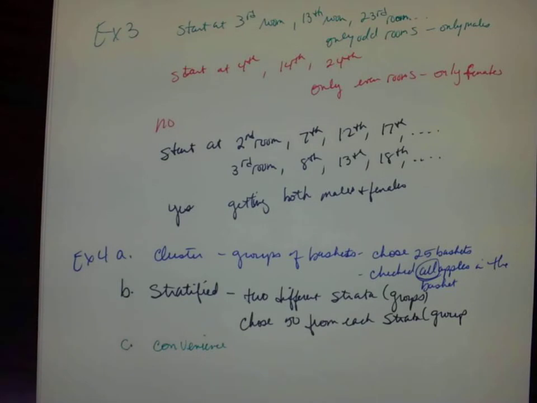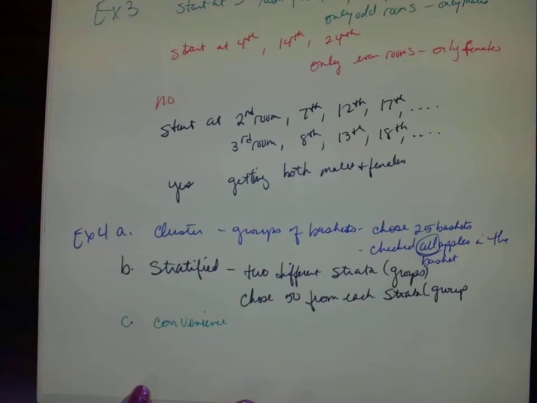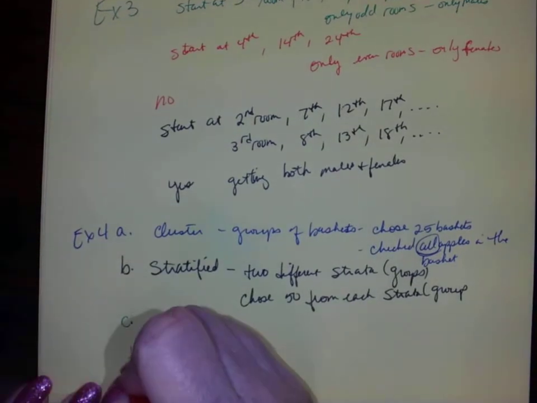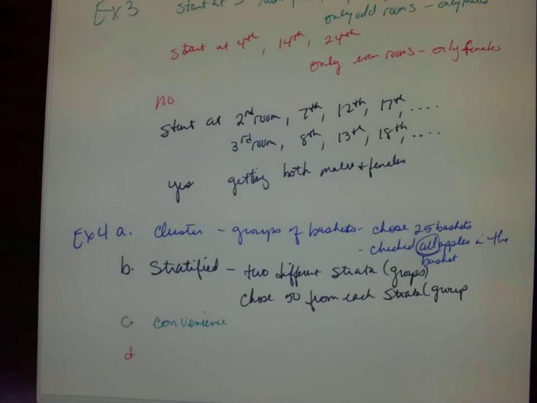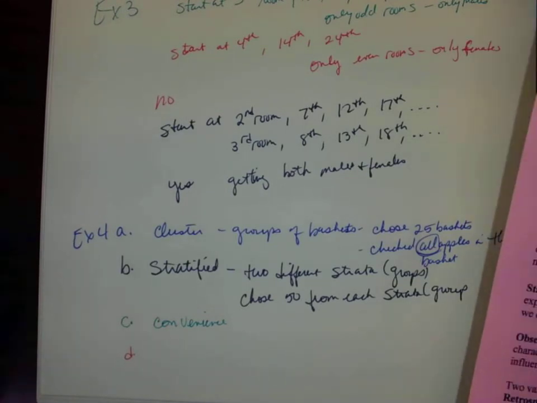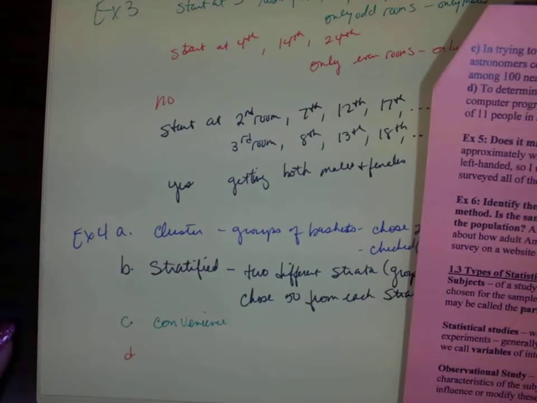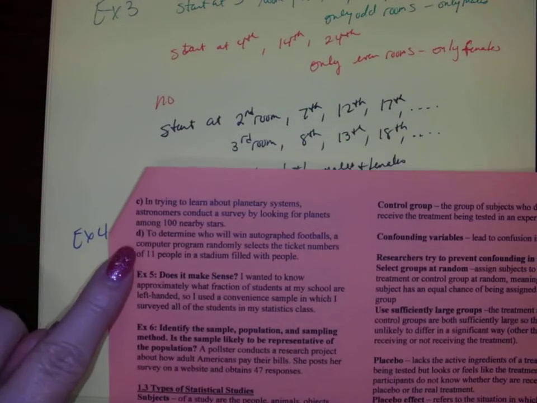Because that's the ones that are most convenient. If they chose the ones far away, those are going to be more difficult. So they chose the ones nearby in the neighborhood of the planets because that's going to be an easier one to do. All right, part D.